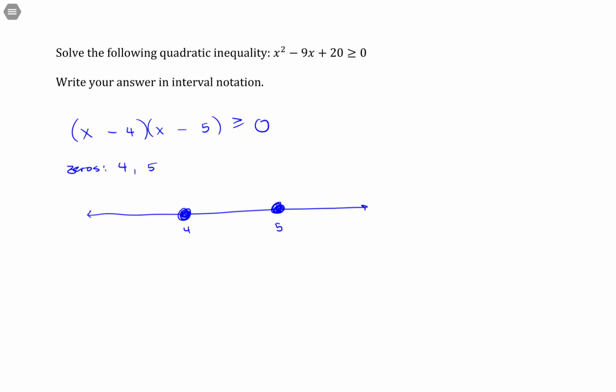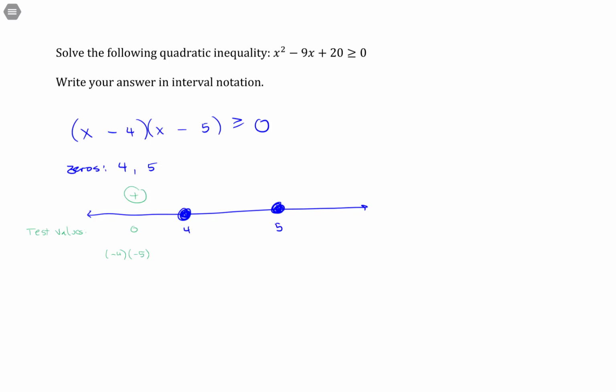So I need some test values. I could use 0, for instance, on this first interval, because 0 is on the interval from negative infinity to 4, and it's pretty easy to work with. So 0 minus 4 is negative 4. 0 minus 5 is negative 5. So the product of these two negative numbers is a positive value.